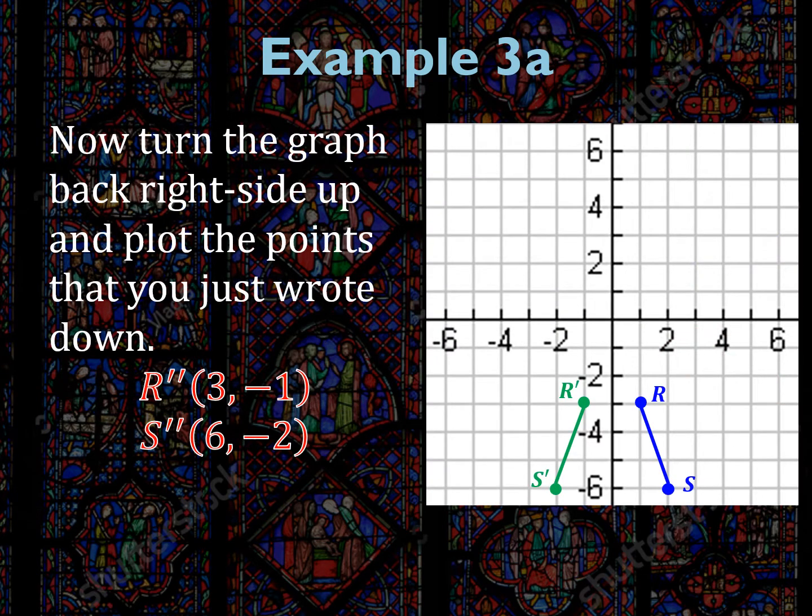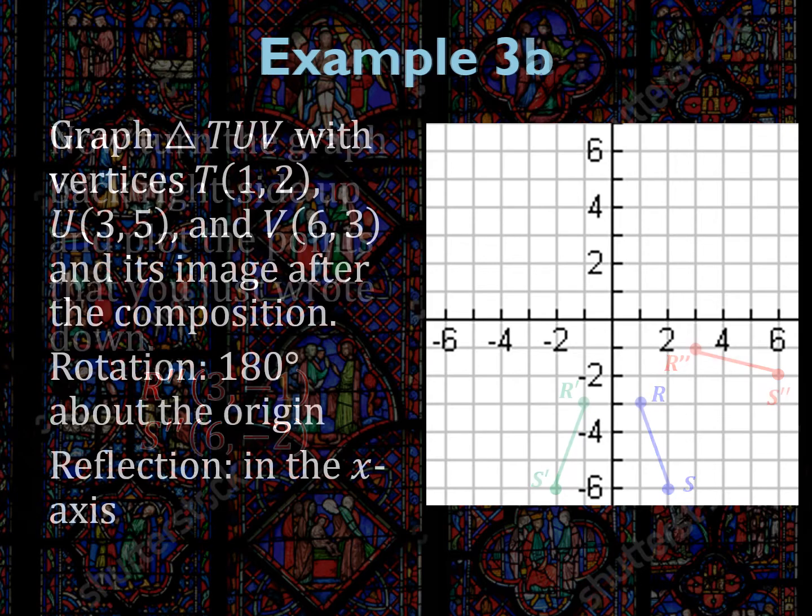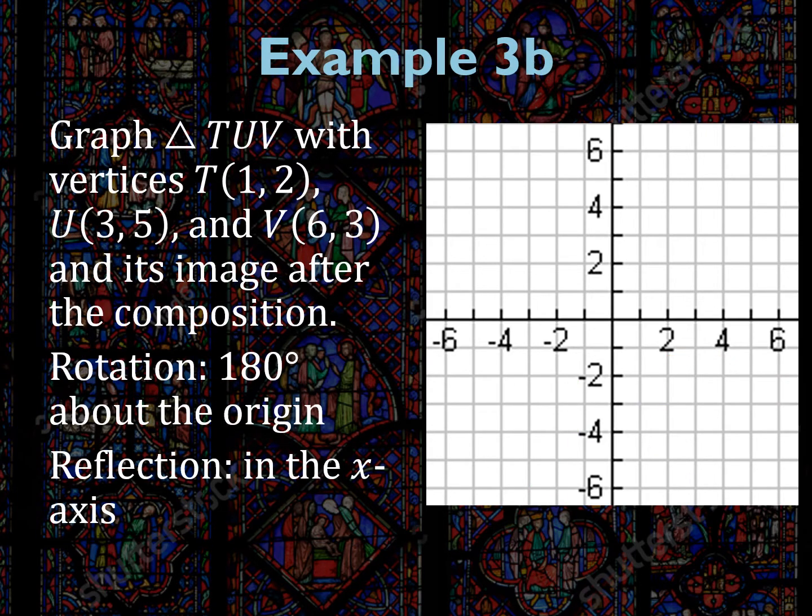Now you turn the paper right side up again and plot down the 2 points that you just wrote down. And there's example 3a. So you do the reflection first, and then you do the rotation. Again, I find it much easier to rotate the paper. 3b, we have another triangle TUV, and now we're going to do a rotation 180 degrees about the origin, and then we're going to do a reflection in the x-axis.